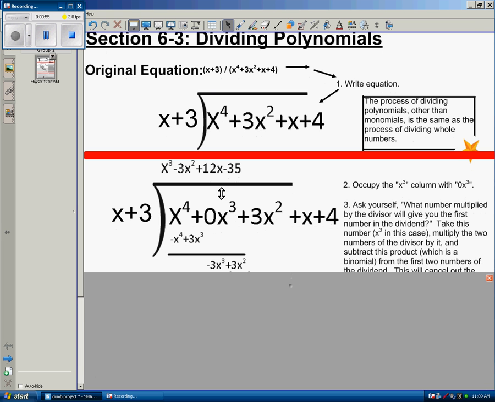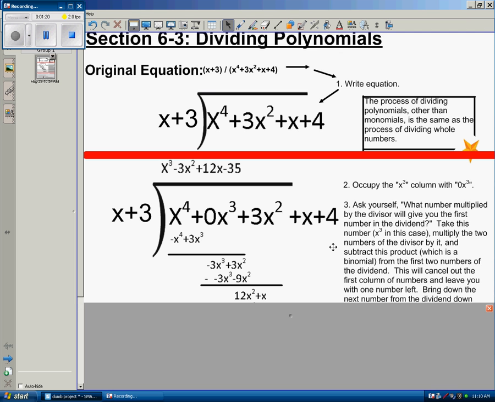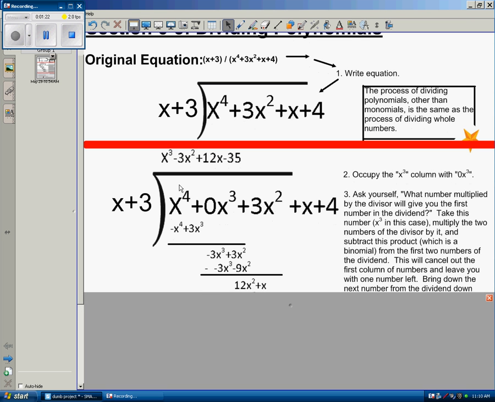So, once you plug that in, you need to ask yourself what number multiplied by the divisor will give you the first number in the dividend. In this case, it's x to the third. So you take this number and place it on top of the brackets and multiply the two numbers of the divisor by it. And you take this product right here and you subtract it from the first two numbers of the dividend. This will cancel out the first column of numbers and leave you with the second column only.